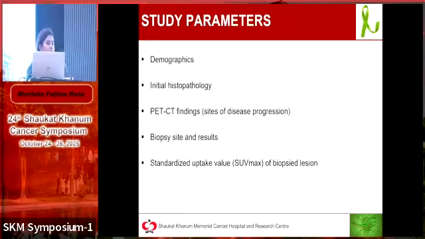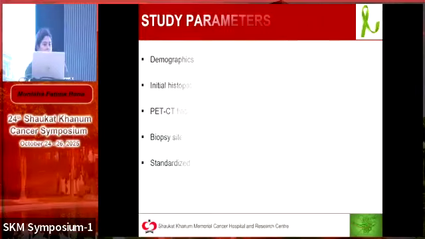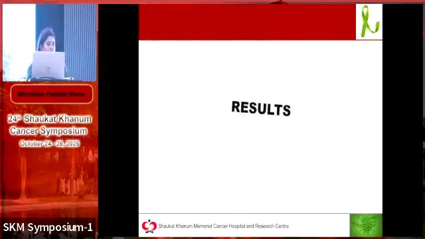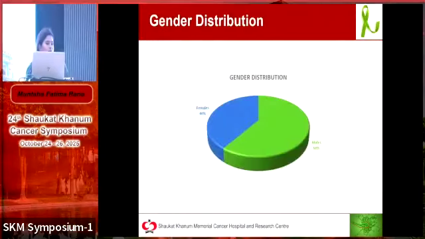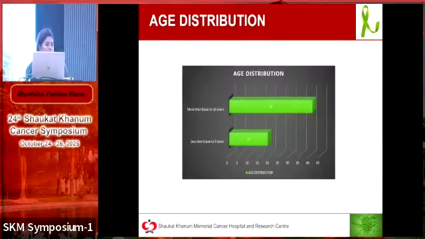So we looked into the demographics, initial histopathology, sites of disease progression on PET-CT, biopsy site and its results, and the standardized uptake value of the biopsied lesion. Coming to the results, 60% of my population were males, rest females. 68% of the patients were more than or equal to 10 years of age.